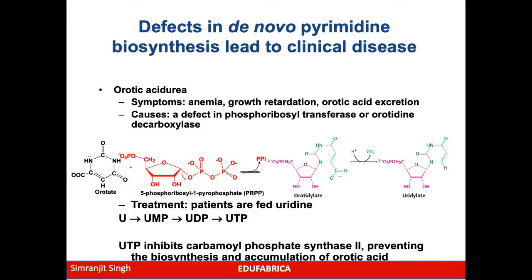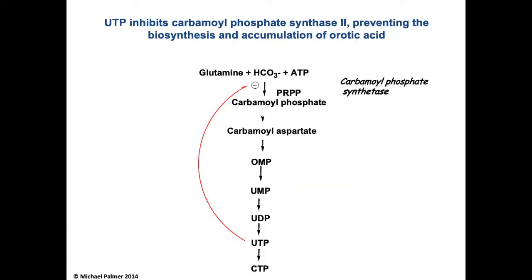Then there are some defects in de novo pyrimidine biosynthesis that lead to clinical diseases. Orotic aciduria: the symptoms are anemia, growth retardation, and orotic acid excretion in the body, and the reason behind it is a defect in orotate phosphoribosyltransferase or orotidylate decarboxylase. This is the reaction showing orotate with PRPP, 5-phosphoribosyl 1-pyrophosphate, giving rise to orotidylate and uridylate. For treatment, patients are fed with uridine, and UTP inhibits carbamoyl phosphate synthetase II, preventing the biosynthesis and accumulation of orotic acid.